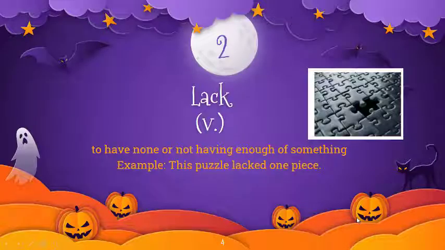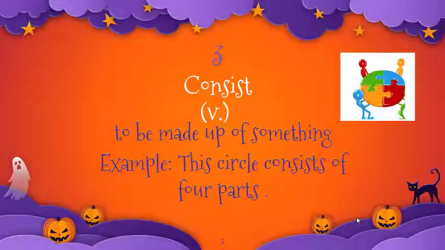Number 2, lack. Lack is a verb, and the meaning of lack is to have none or not having enough of something. Like in this picture, this puzzle lacked one piece. Number 3, consist. Consist is to be made up of something. Like in this picture, this circle consists of 4 parts.